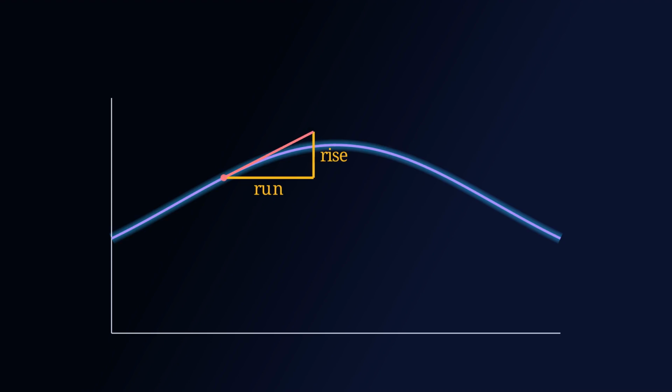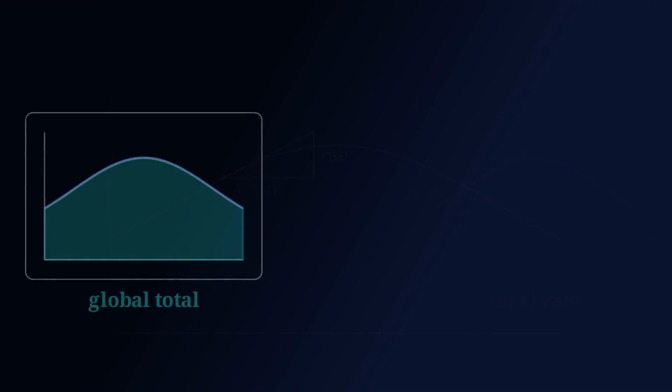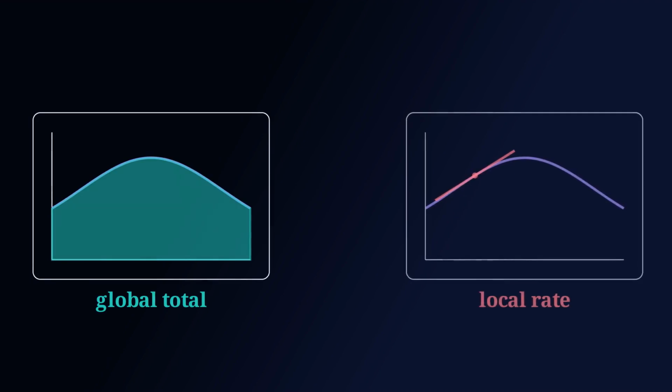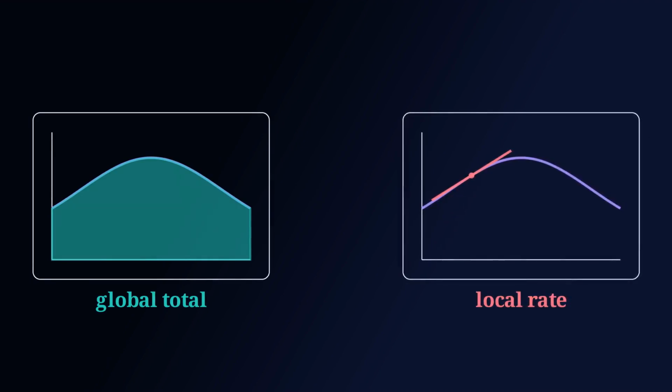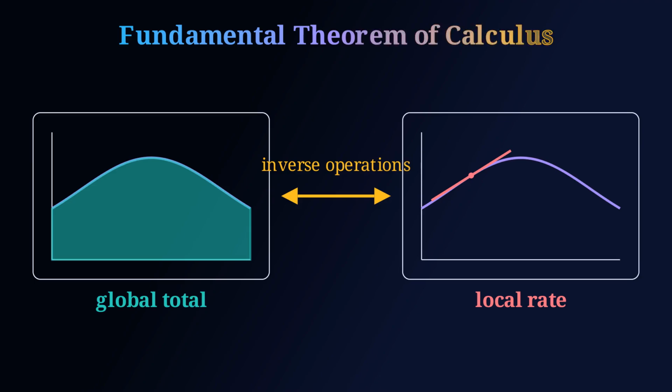So we have two very different feeling questions. One is about total accumulated area, a big global quantity. The other is about instantaneous steepness, a tiny local quantity. It seems almost absurd that they'd have anything to do with each other. And yet, by the end of this video, you'll see that finding area and finding slope are inverse operations, perfect opposites, like adding and subtracting, or multiplying and dividing. That surprising link is called the Fundamental Theorem of Calculus. Let's build it up piece by piece.